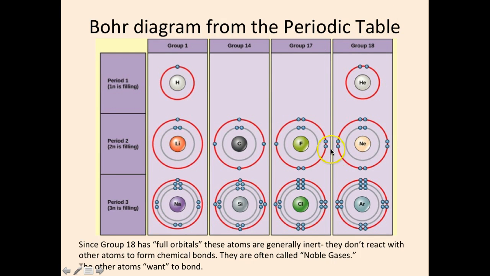For group 18, those are the ones all the way over on the right, their outermost shell of electrons is always full. That's going to give them the property of being inert. Helium, neon, argon don't tend to bond or react with other atoms. Thus, they're called noble gases, and that's what makes helium particularly good for filling a child's balloon.